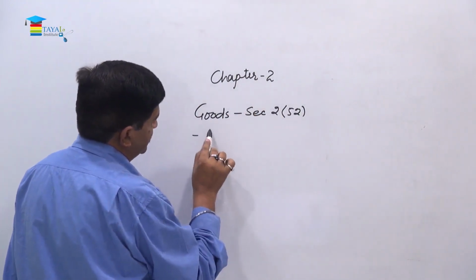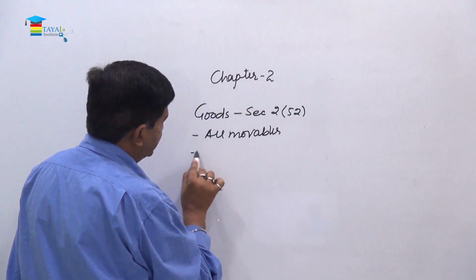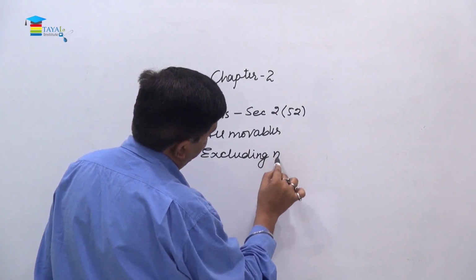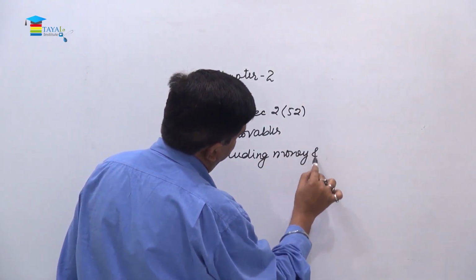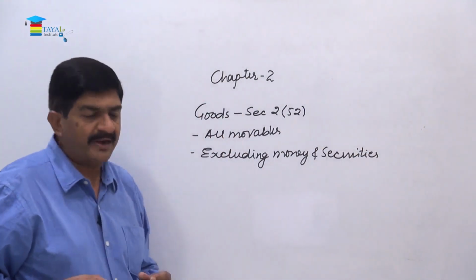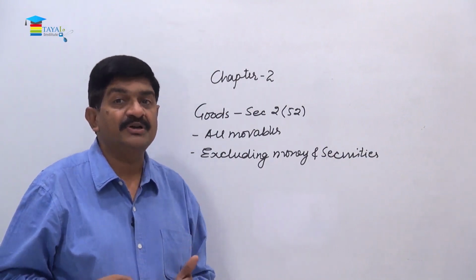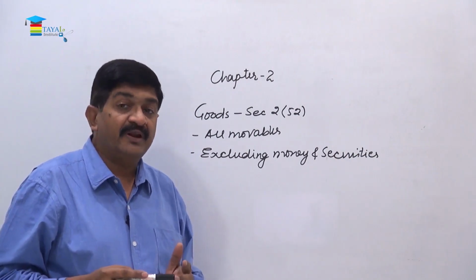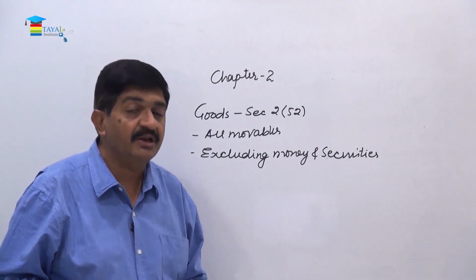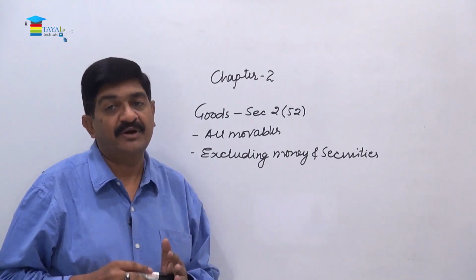In a nutshell, this means all movables excluding money and securities. Money itself is not regarded as goods. Currency is exchanged, it is not bought and sold. So whenever there is an exchange of money, there is a service involved, and if there is any consideration for the service, that becomes taxable. Otherwise, simply exchange of money itself is non-taxable.